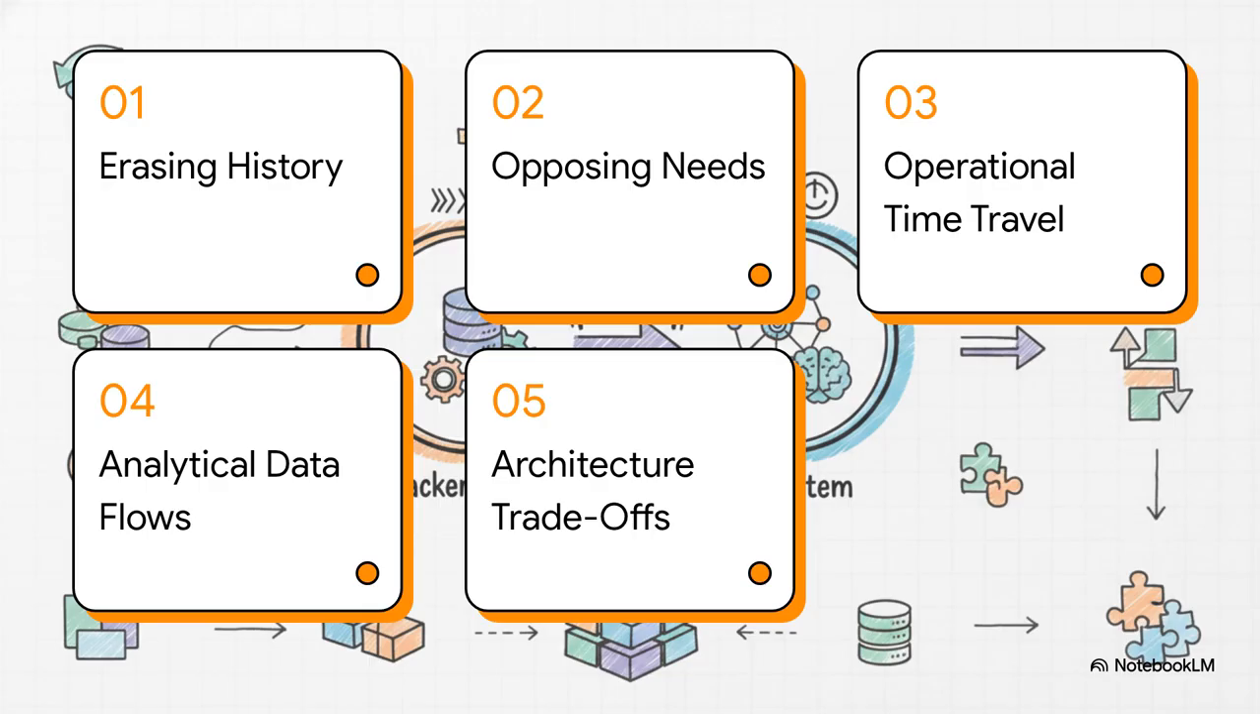Okay, let's dive into this. Here's our roadmap for today. First, we'll look at the problem with erasing history. Then, two systems with opposing needs. After that, we hit Phase 1, operational time travel, followed closely by Phase 2, analytical data flows. And finally, we'll wrap up by evaluating the trade-offs of this entire architecture.